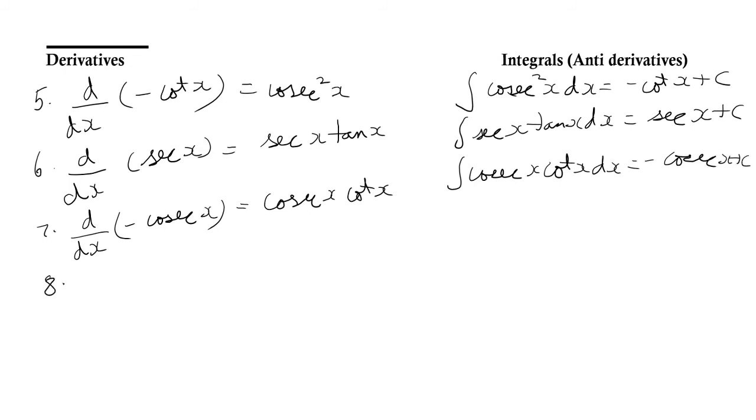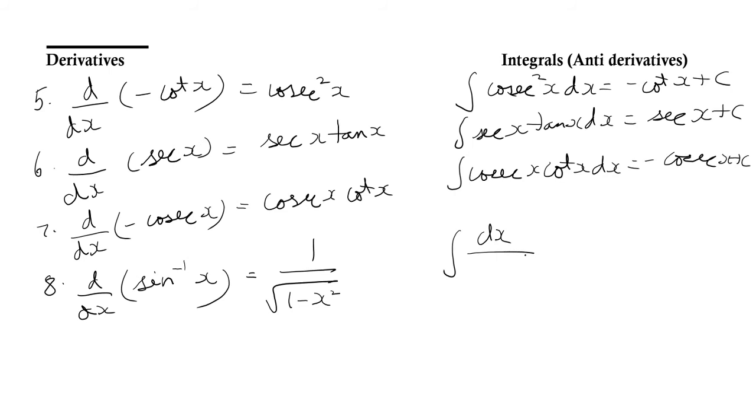The next one, d by dx of sin inverse x is equal to 1 by square root of 1 minus x square. So hence integral dx by square root of 1 minus x square is equal to sin inverse x plus c.